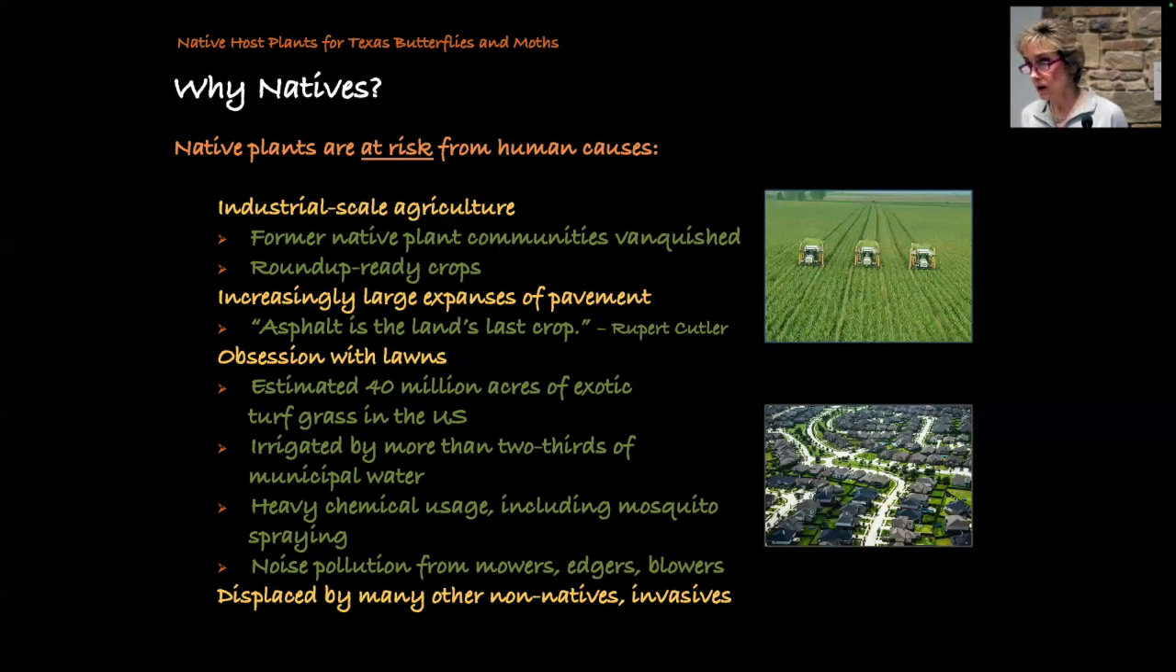We have an obsession with lawns. There's an estimated 40 million acres of exotic turf grasses in the US, and it's irrigated by more than two-thirds of our municipal water. So we're using potable water to irrigate our landscapes. We use heavy chemical usage to get rid of weeds. Now what's in vogue now is mosquito spraying, which is an equal opportunity killer. It will kill what you don't want as well as what you do want. And of course, there's noise pollution to maintain those lawns from mowers, edgers, and blowers. And another threat, of course, to native plants is that they're being displaced by non-native invasives.